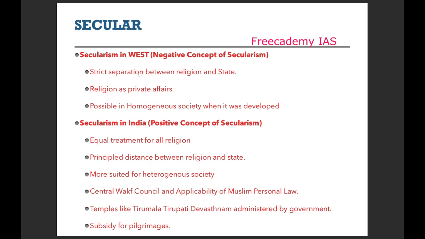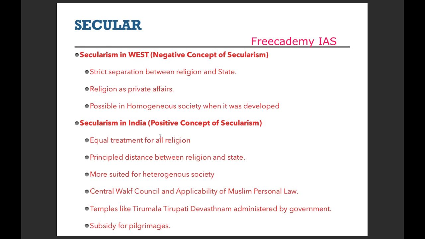But it was developed when Western society was a homogeneous society, everyone following mostly the same religion. So there was not much conflict. And even if there was a conflict, the government would separate. Like there was a war between the Protestants and Catholics. Because of this war, the government and the state decided to alienate religion completely from its affairs. The government will not interfere in matters of religion at all. So this was the concept of secularism in the West.